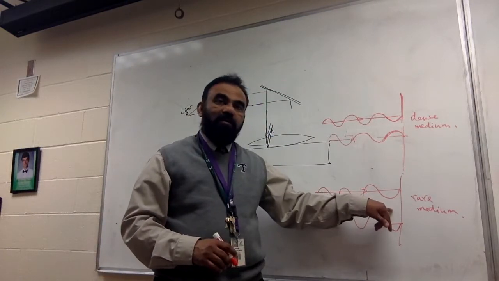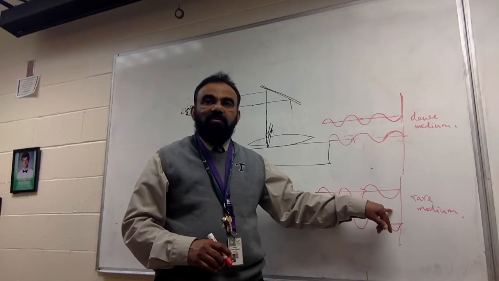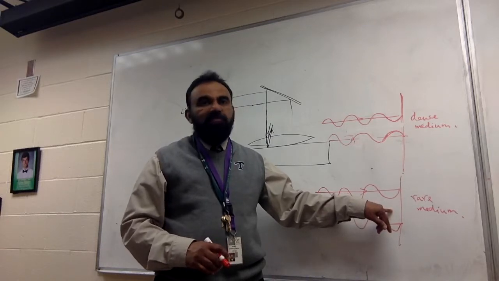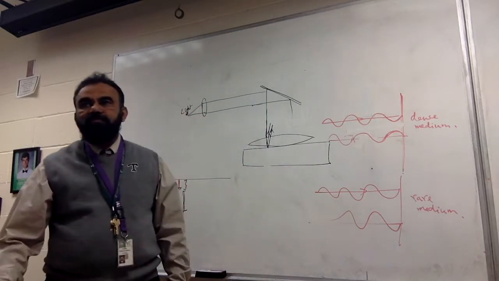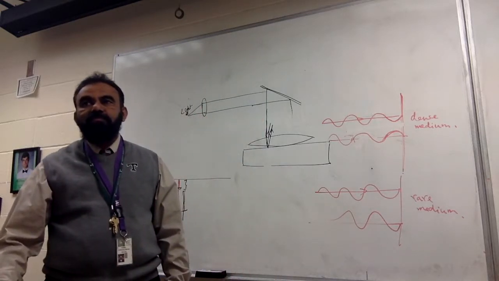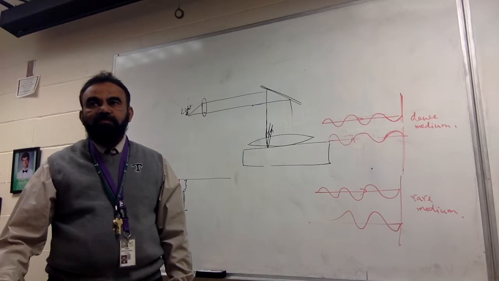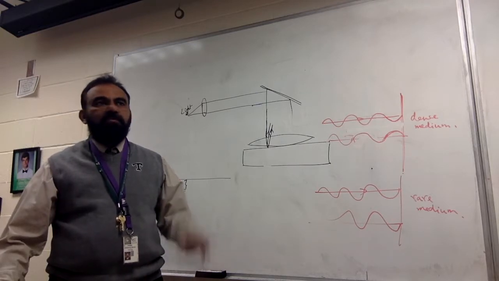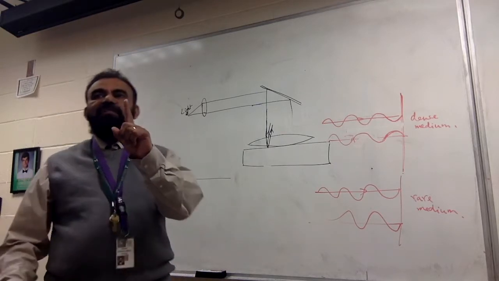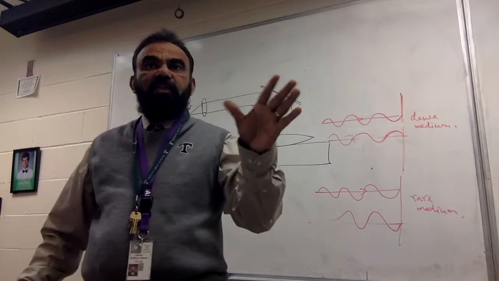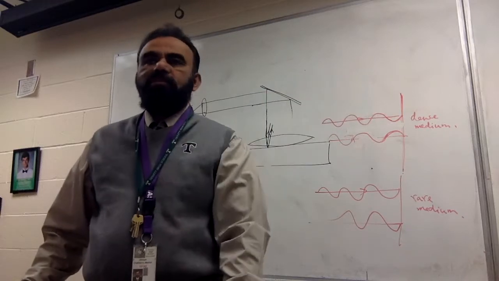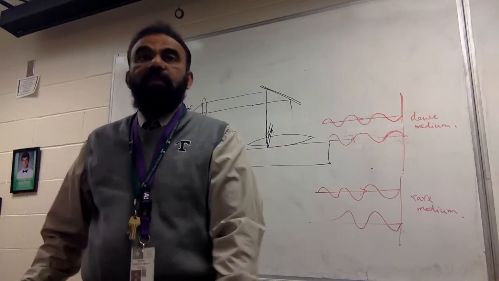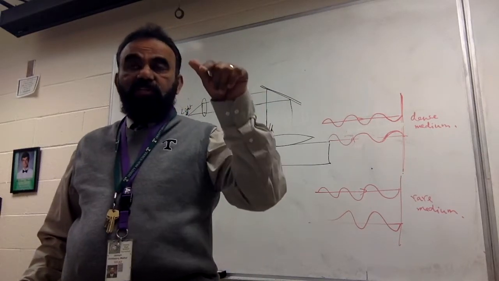When a ray of light hits a rare medium, it does not suffer any phase change. So if a ray of light is hitting a dense medium, then it bounces off and hits the rare medium, will it change? You're looking at one reflection at a time. At a dense medium, it's going to suffer a path difference. At a rare medium, no changes. At a dense medium, changes are taking place.